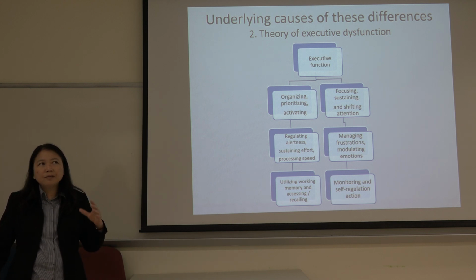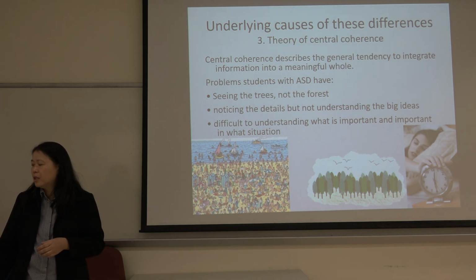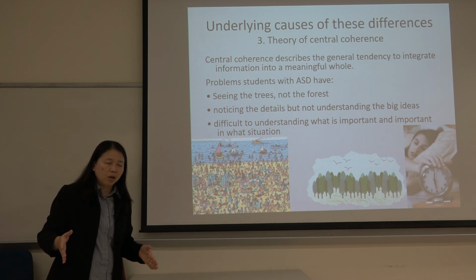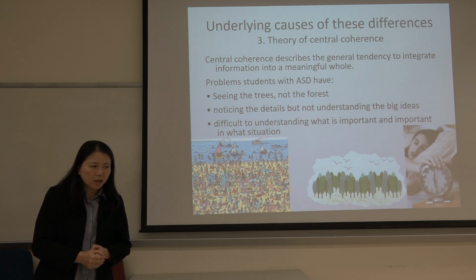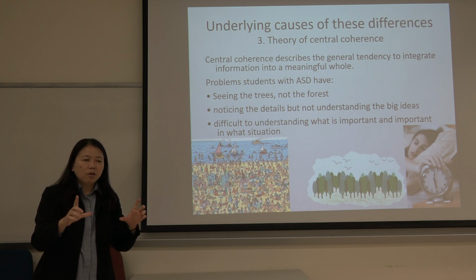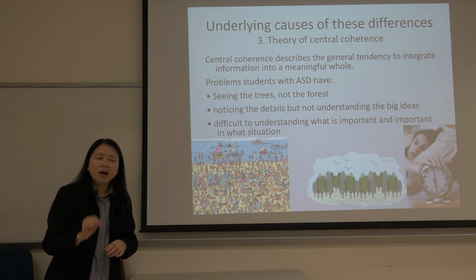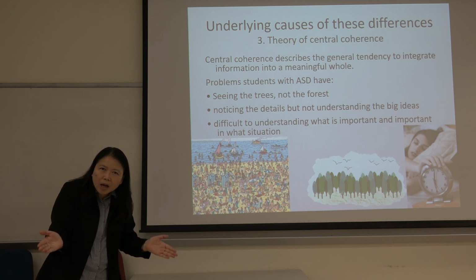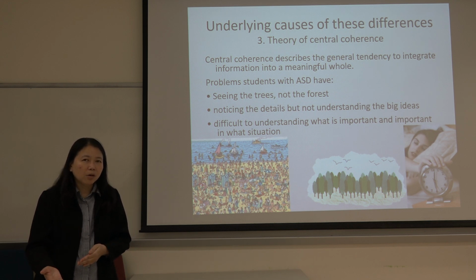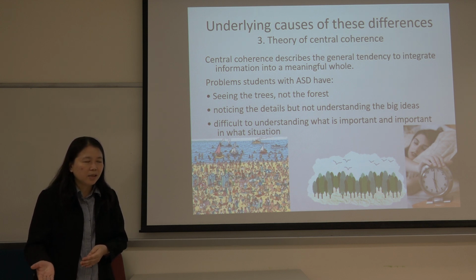Okay, so these are the things that I'm sure you already know, including the theory of central coherence, meaning they only look at the details, but they cannot see the bigger picture. Say, for example, in the recent liberal studies exam, when they look at a picture of a cartoon, they may be looking at the details of the cartoon, but cannot understand what the cartoon is actually presenting. As a result, they will find it very difficult to analyze the question, and they usually cannot do well in the liberal studies in DSE.